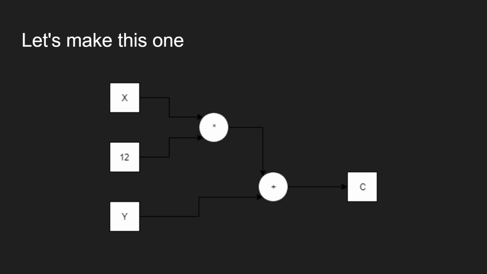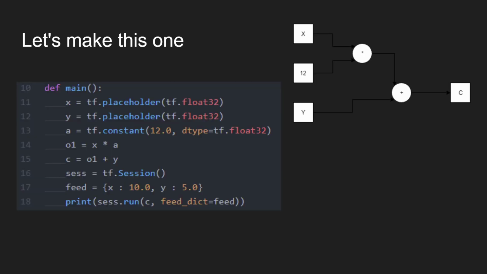So we can make one of these pretty quickly. In this case, that was the one we showed earlier, and here's what we get by creating it. We have our constant that will be 12. We have our inputs, x and y, and we have these intermediate nodes to represent the multiplication, and we can get that c then. We put in our feed dictionary, and we get our answer.